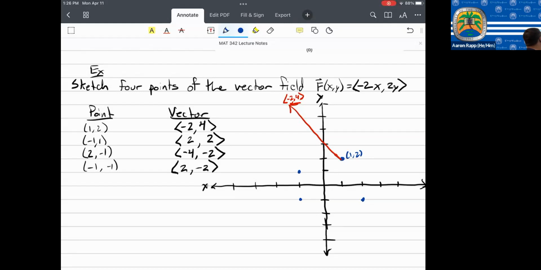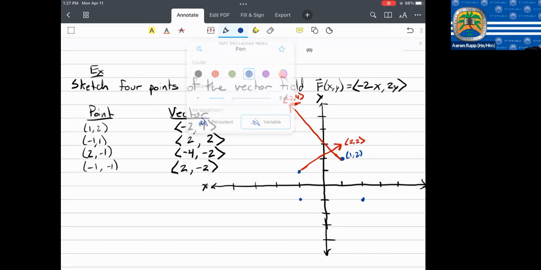All right, what about negative 1, 1? What's this vector looking like? 2, 2. So I go how many in the next direction? To the right, 2 up. That's going to give me my magnitude. 2, 2 from the point.